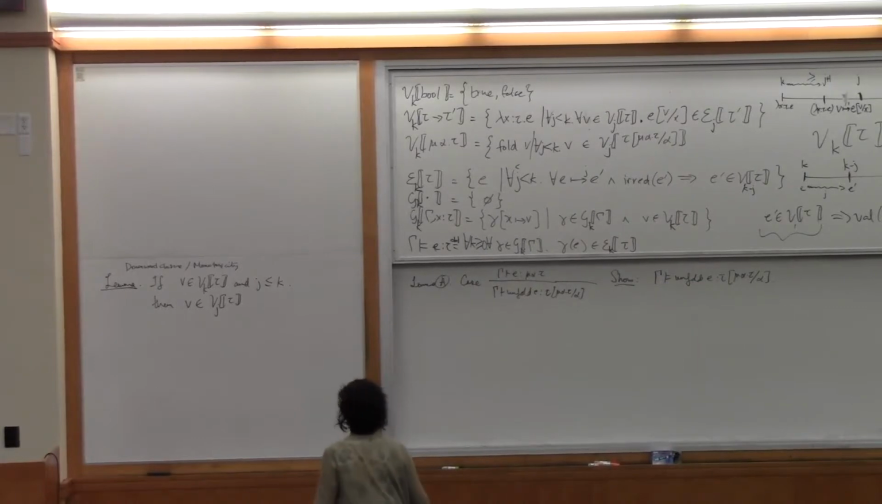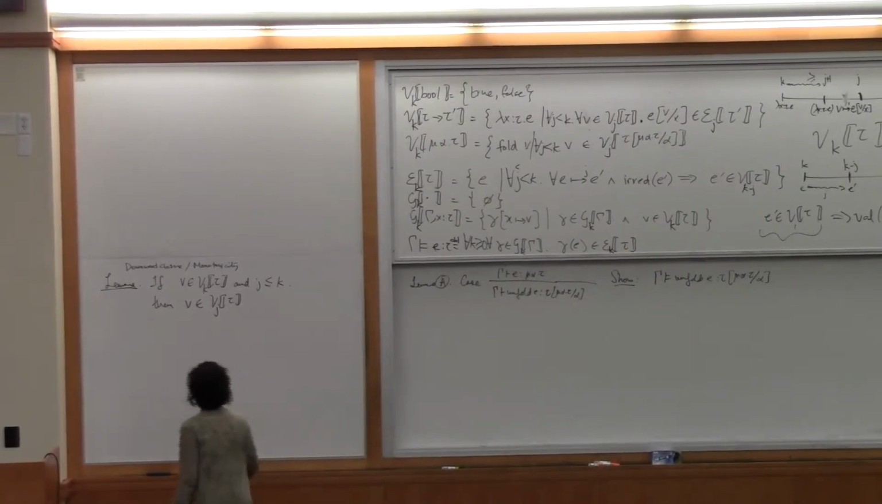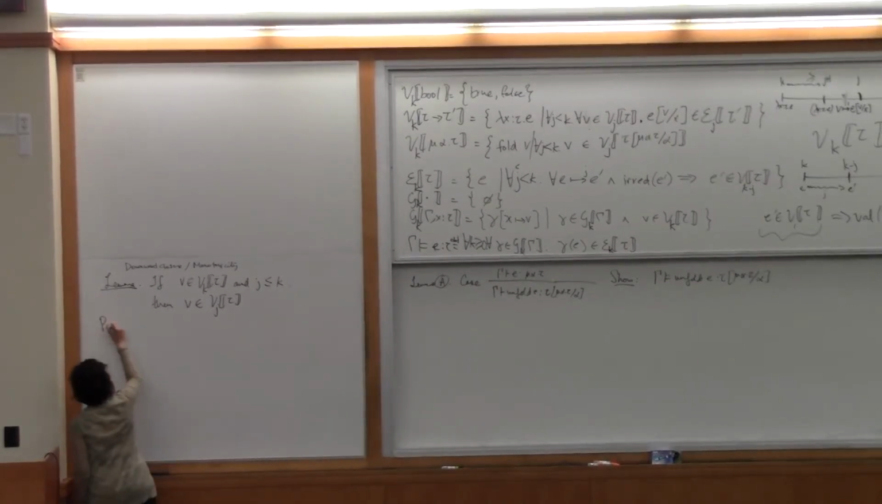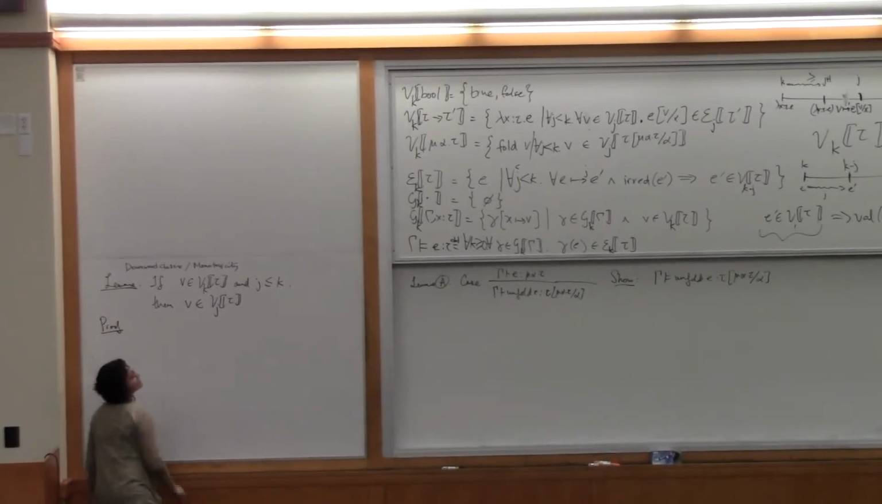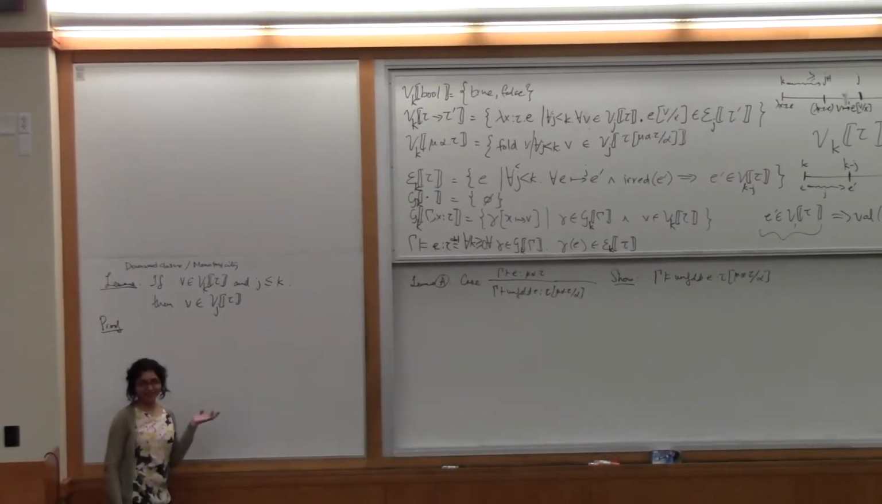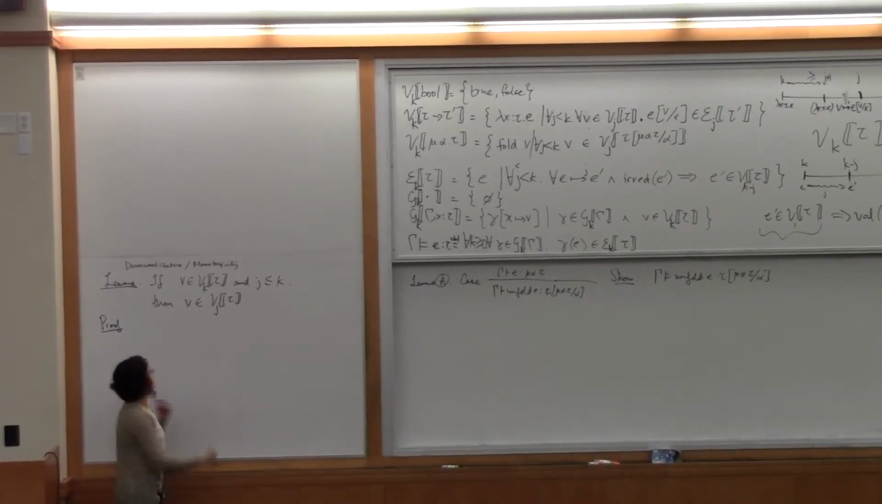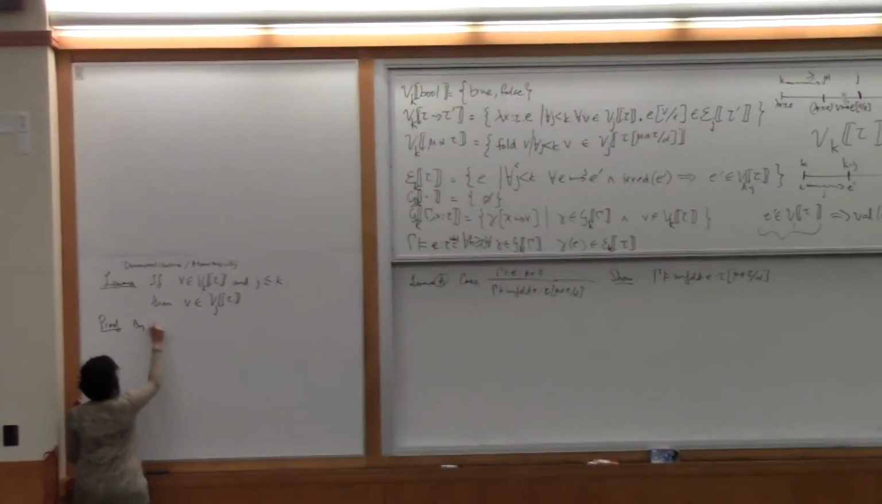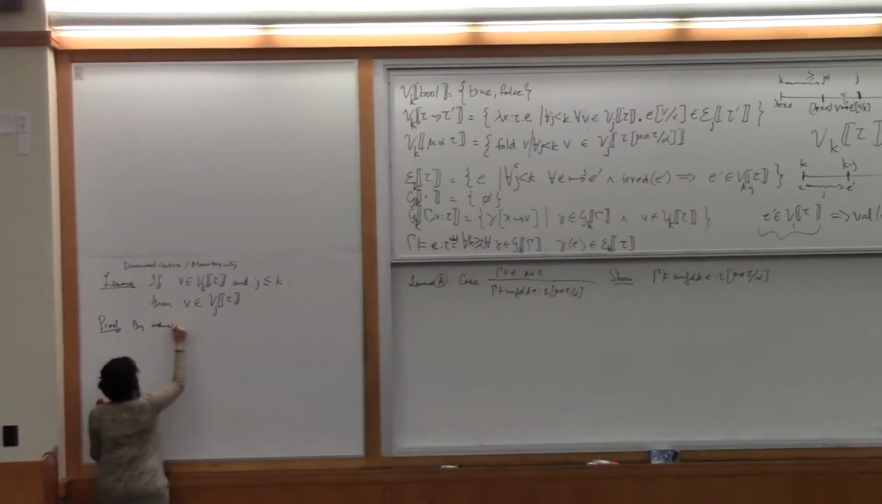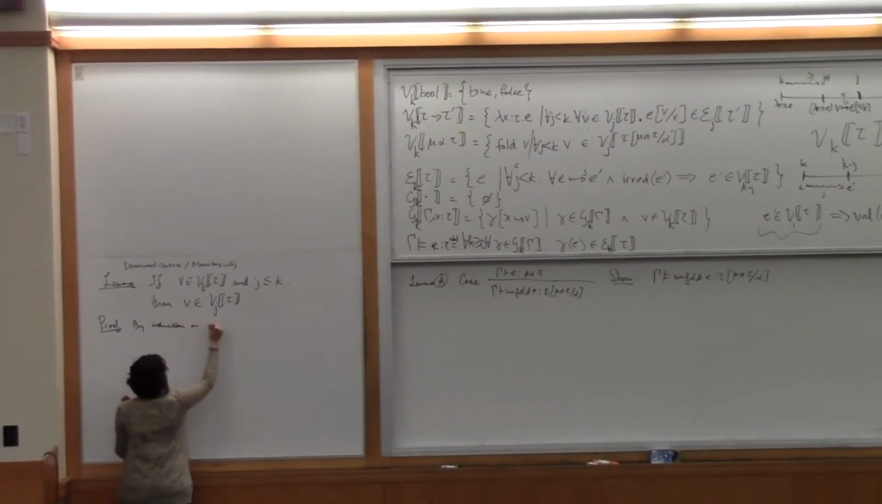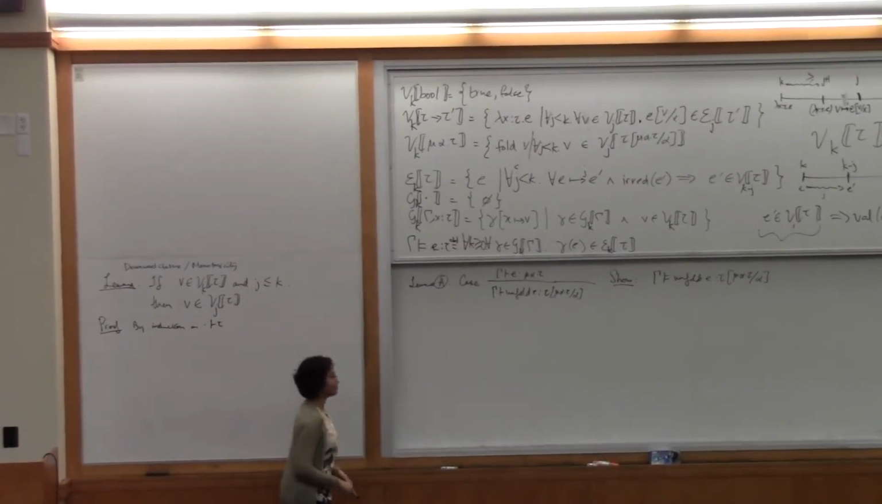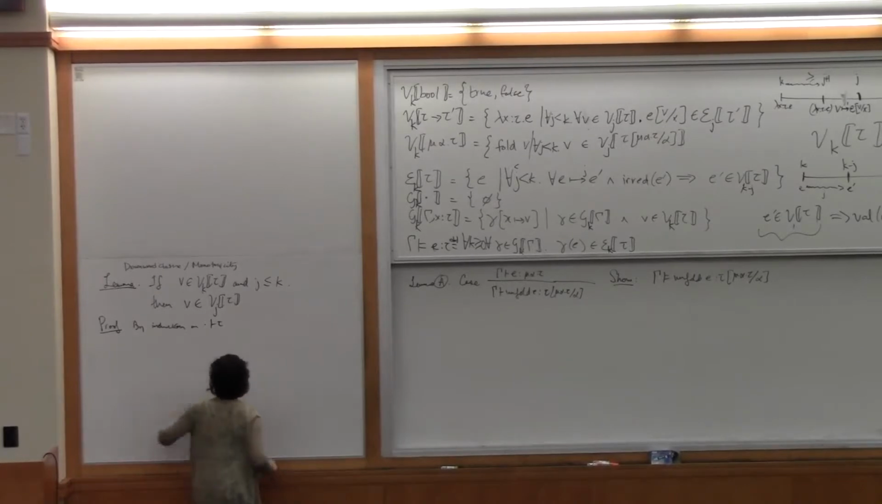I wanted to prove it. How do I start? I have to prove it for all tau, right? Any type tau. So we're going to prove it by induction on the type structure. Or you could more formally write it by induction on the derivation of tau being a well-formed type. But let's just say by induction on tau.